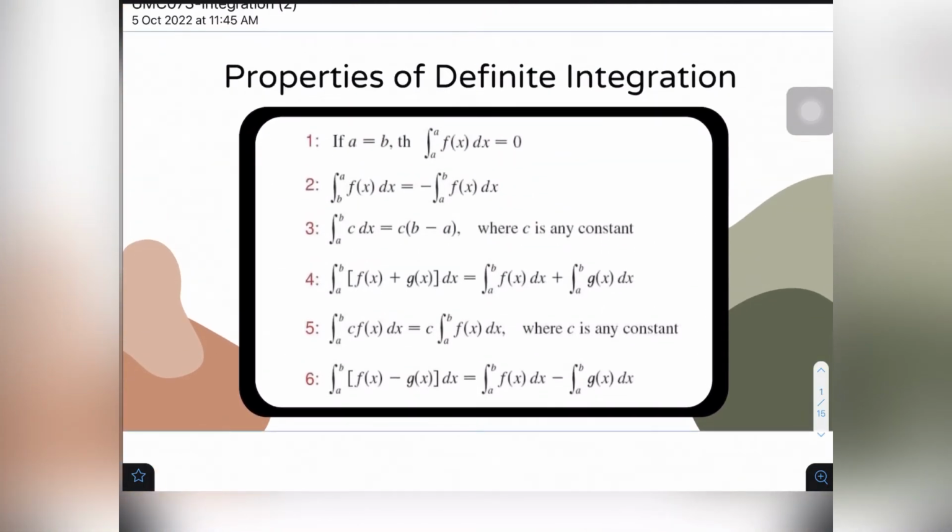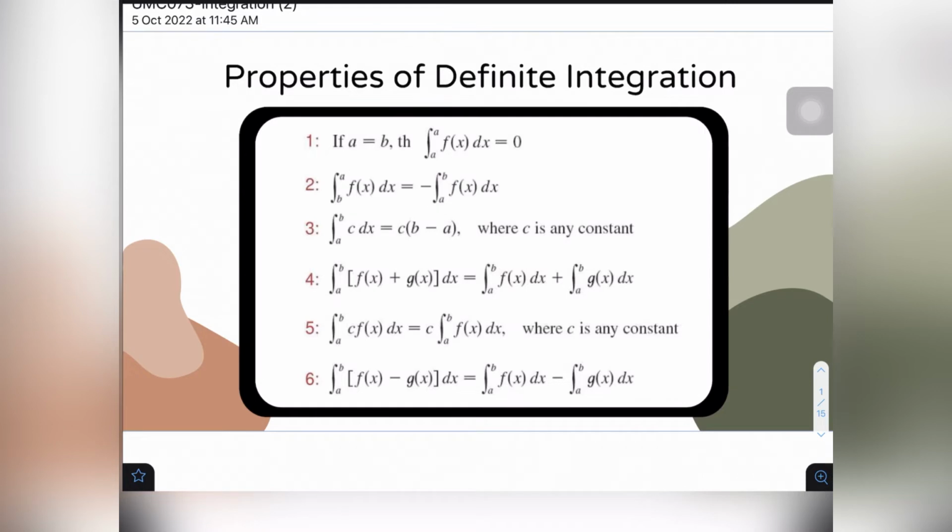Okay, for the second property, if you have the definite integration with the lower limit b and the upper limit a of the function f(x) dx, whenever you want to change the limits upside down, you see the original one, this one is the upper limit, you want it to be the lower limit, and the lower limit you want it to be the upper limit. Actually, the answer will be the same. The difference is only the sign of your answer.